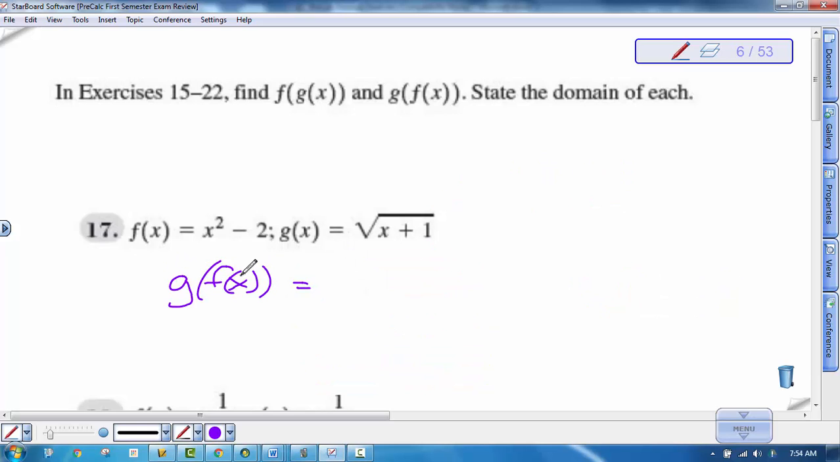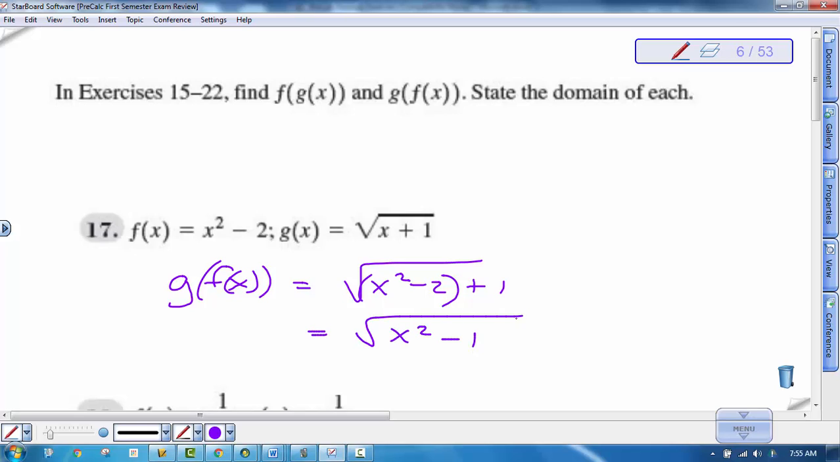Now let's go the other way around and plug f of x into g. So this right here is going to go right in for that x. So it's going to be the square root of x squared minus 2 plus 1. Now some people like to put parentheses around that to make you aware that you're plugging that function in. There's f right there. But we can drop those parentheses now and make it x squared minus 1. And I can't simplify that really.